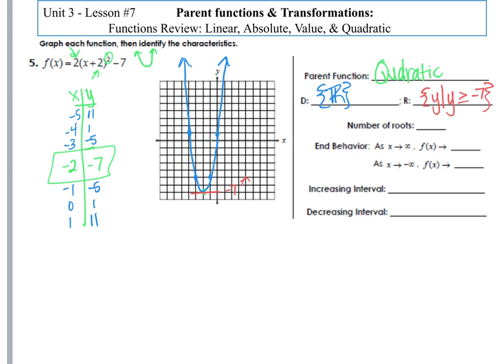How many roots do we have? How many times do we cross the x-axis? So tracing along here, we cross once, twice. So we have 2 roots again.